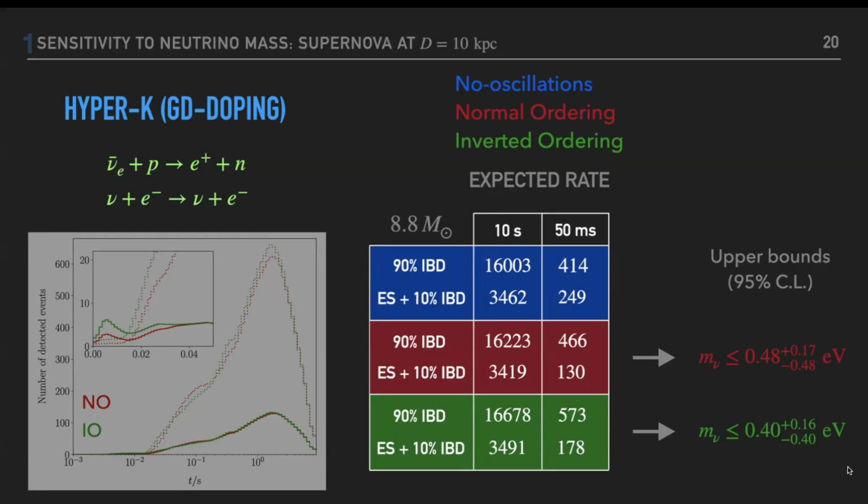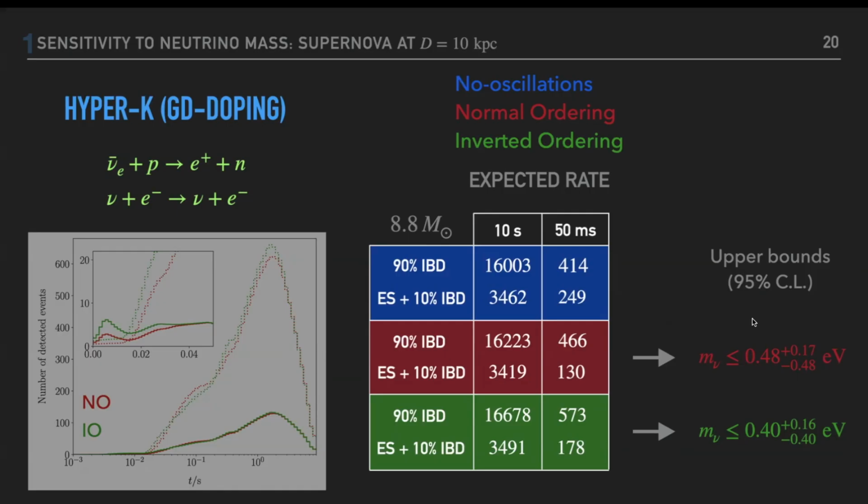The results that we got in this case, of course, are due to the fact that the expected statistics is more or less the same in all the oscillation orderings.